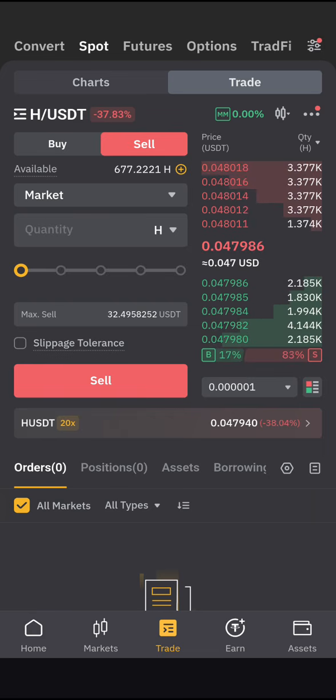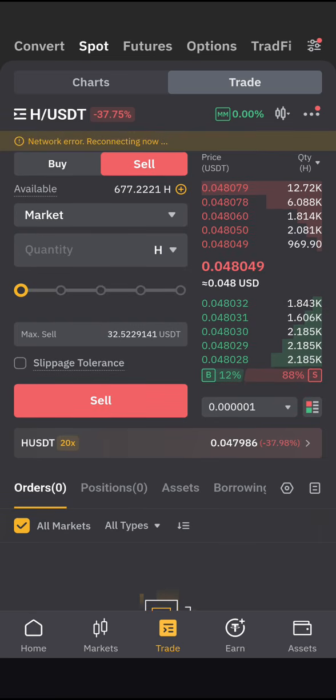Now you can see that I have secured over 677 of this H coin. The next thing you will be tracking is this very place. This is my current volume of the USDT I used in entering this trade, and you can see it's actually increasing little by little. By tomorrow, God willing, we're going to do a comeback and see how much we have made from this trade. Did we lose or did we make?